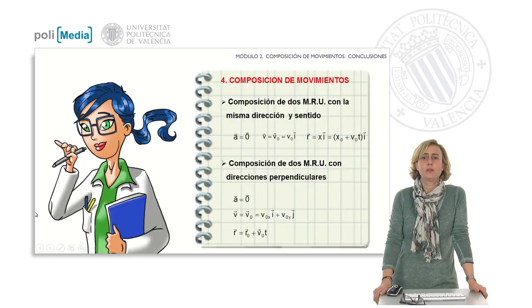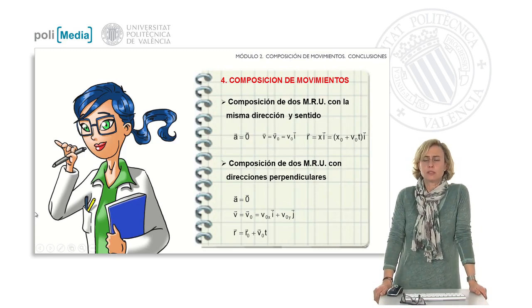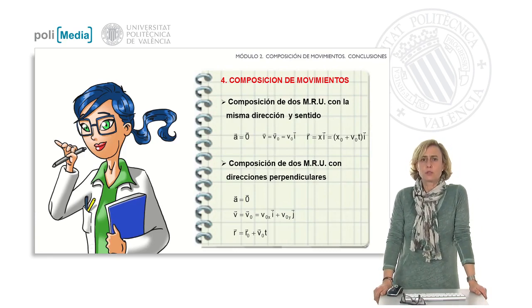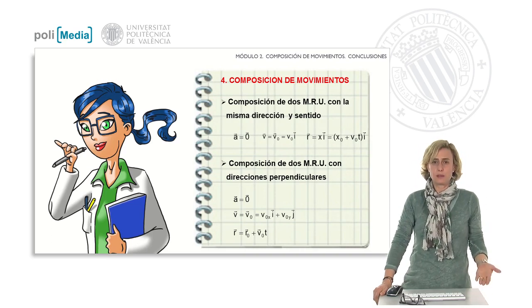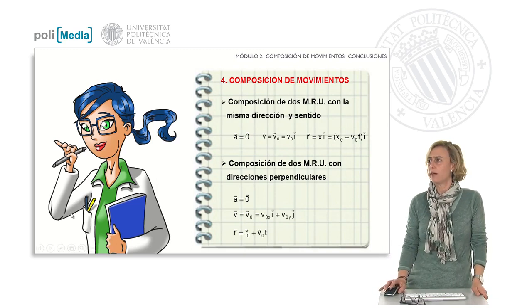Well, the time has come for Amanda to remind us what we have seen in this class. We have seen the composition of two uniform rectilinear motions with the same direction and sense, and we have obtained the expressions that characterize it. It is a rectilinear and uniform motion in the direction in which each of them take place, where the velocity will be the sum of the velocities of each of the independent motions.